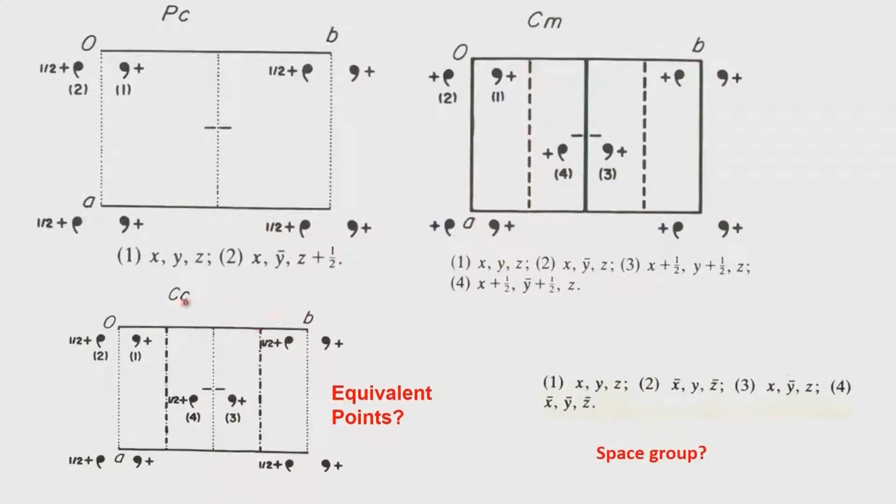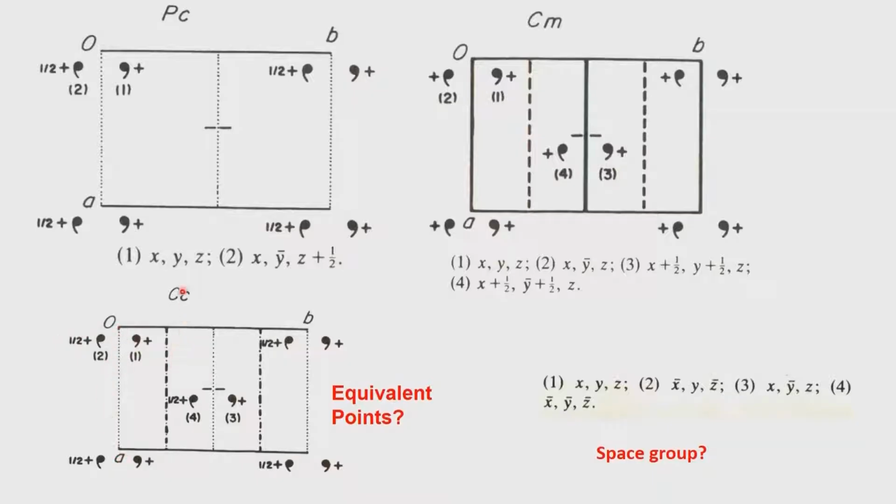And in the case of CA, what we see here is that the object 1 now sees the C glide perpendicular to the B axis. So, the C glide perpendicular to the B axis is indicated here, and so we generate these two equivalent points. So, 1 and 2 will be generated by the operation of the C glide.